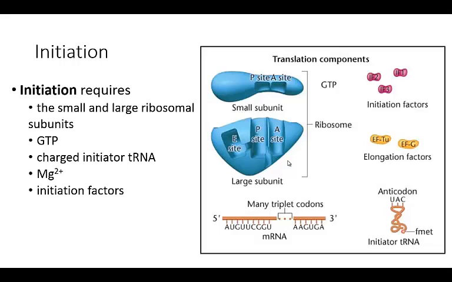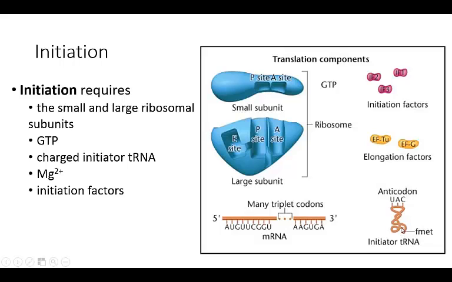There are three main steps involved in translation: initiation, elongation, and termination. So initiation will require many different components. You're going to obviously require the ribosome. Remember, the ribosome has a small subunit as well as the large subunit. It's going to require GTP. It's going to require your charged initiator tRNA.